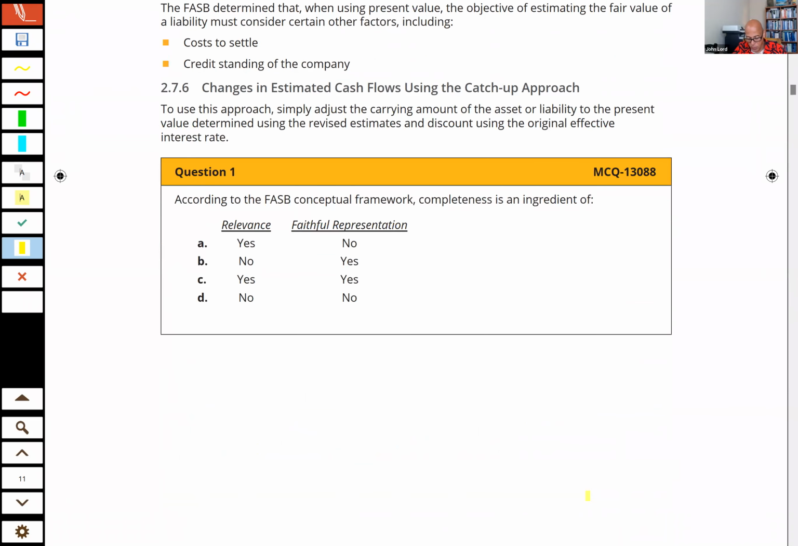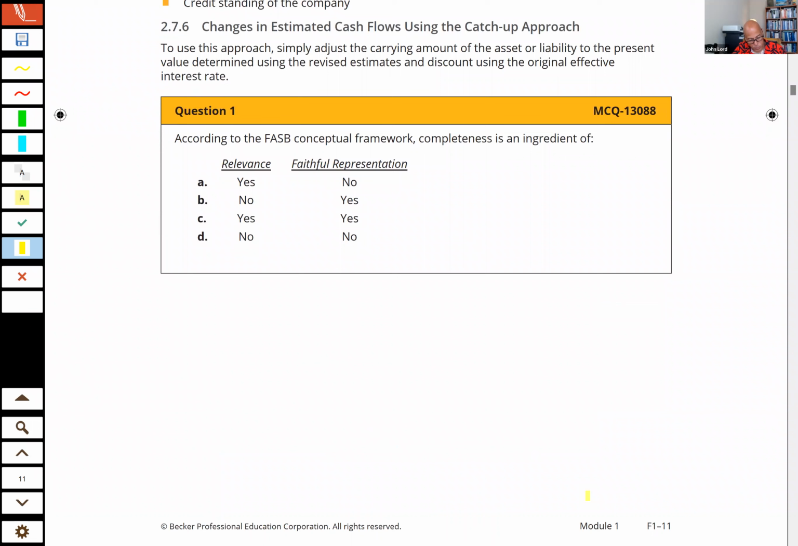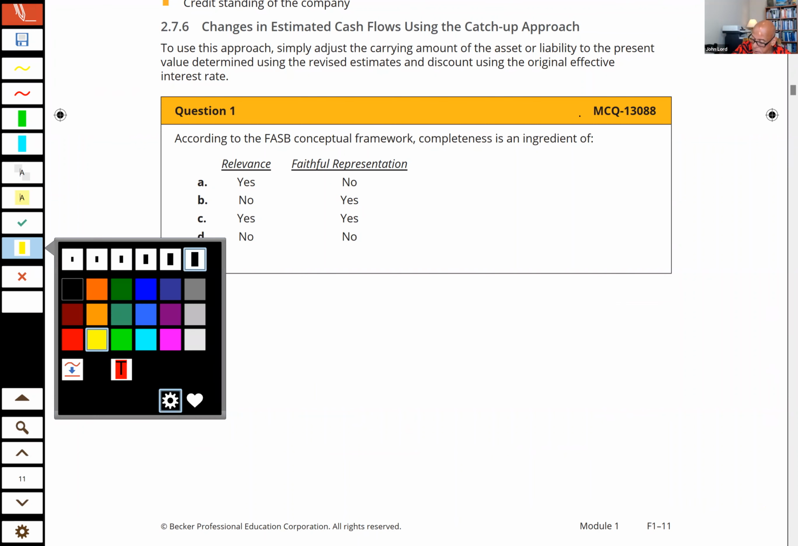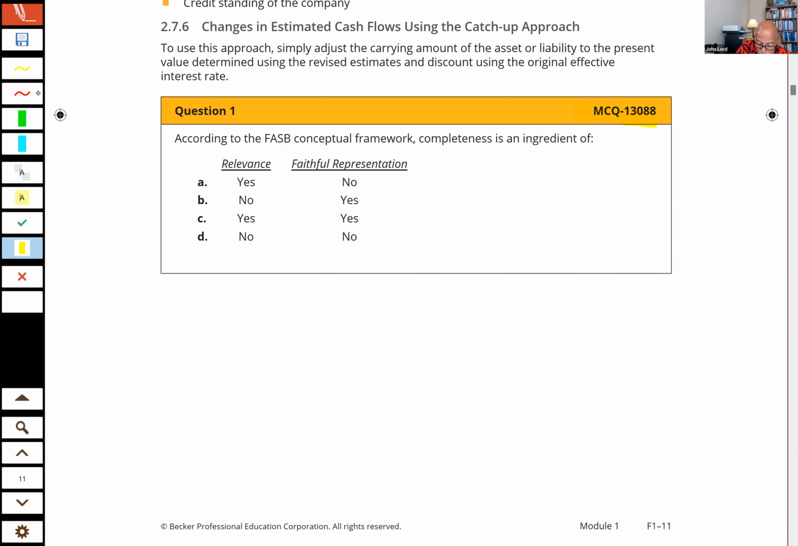But I want to come down and work this first multiple choice question of the evening. And so what we do is we have these multiple choice questions that are embedded in the textbook. You will see this same multiple choice question, let's circle that, in your homework. And so sometimes students will want to review the class questions. Well, you can type in 13088 in your software, and it'll bring you back to this multiple choice question. But we're going to work it here together.